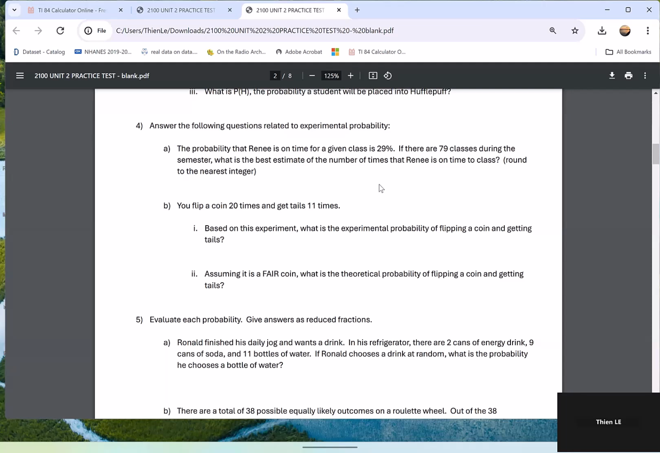Assuming it's a fair coin, what is the theoretical probability of flipping a coin and getting a tail? In this case, it has nothing to do with the data you got, okay? Because they say assuming it's a fair coin, what is the theoretical probability, right? So theoretical means if you have a fair coin, what probability do you get a tail? So we have 50%, 0.5.